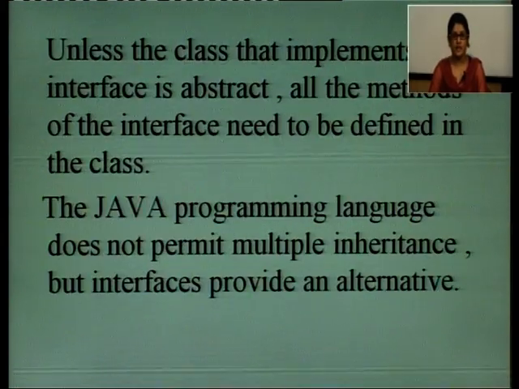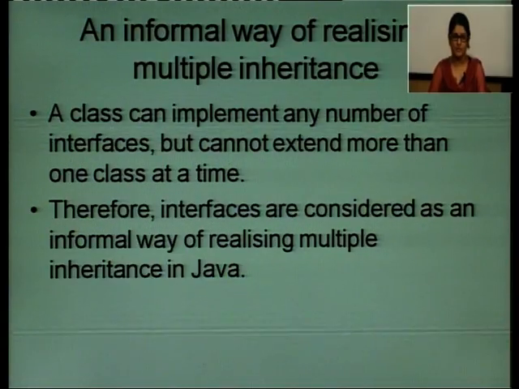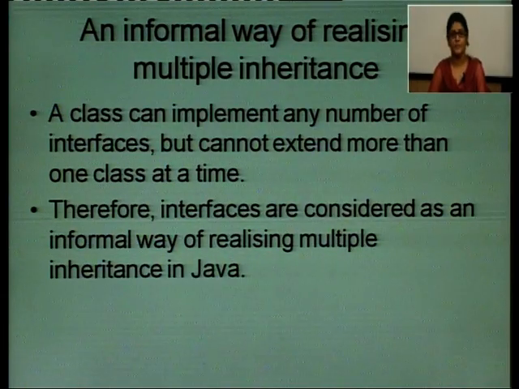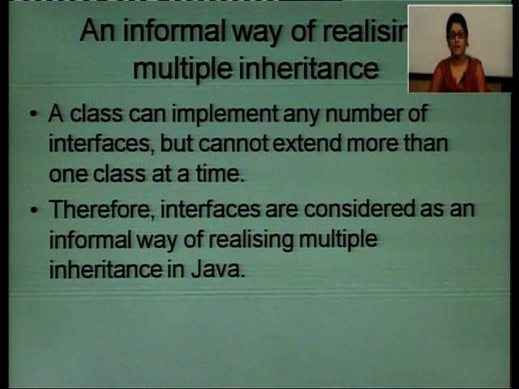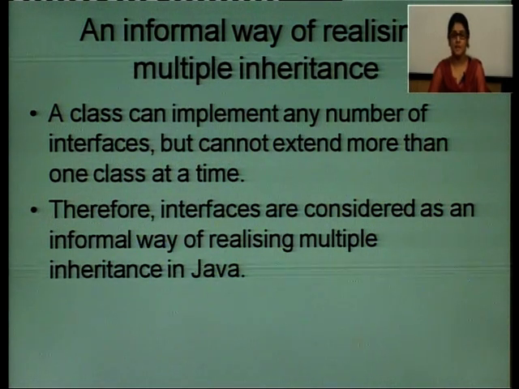A class can implement any number of interfaces. There is no restriction on that. As I told you, in case of inheritance, Java classes can inherit only one class at a time, but there is no such restriction with interfaces, because a Java class can implement any number of interfaces in itself, but it cannot extend more than one class at a time.